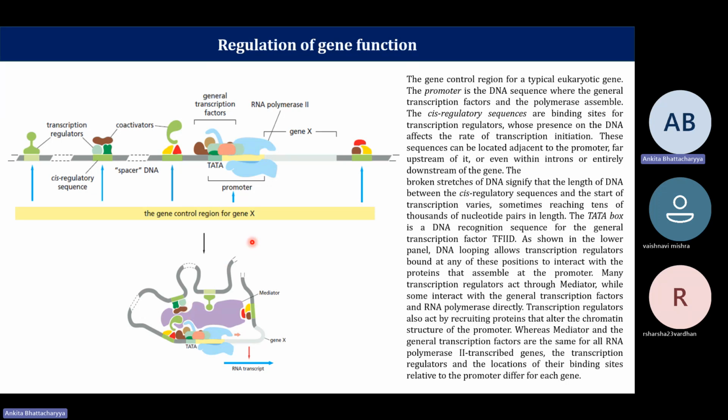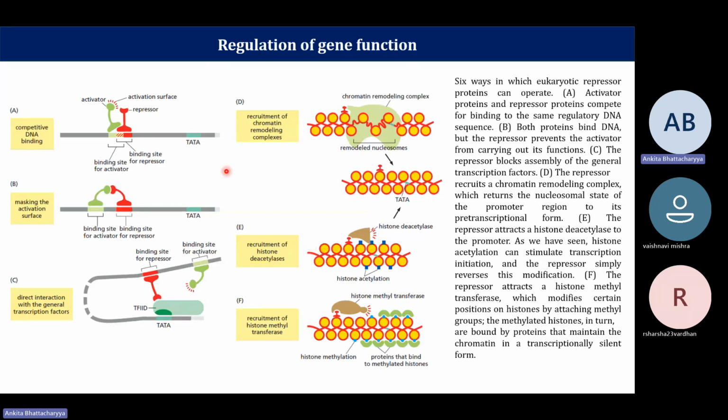So that is another possibility by which gene expression can also be controlled. We also looked at eukaryotic repressor proteins and their mode of action. They can competitively bind to the same DNA sequence, whereby their binding sites are the same for the activator and for the repressor, or there can be masking of the interface via which these two proteins can interact, thereby repressing gene expression. There can be direct interaction of the repressor protein with general transcription factors like TFIID.